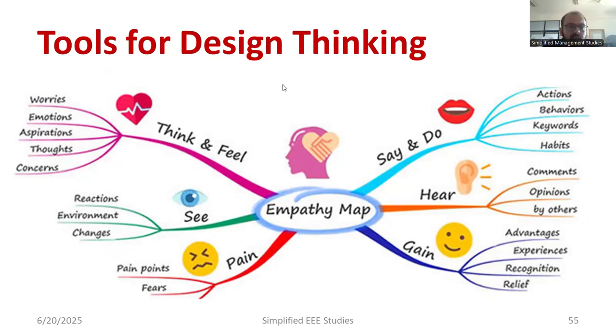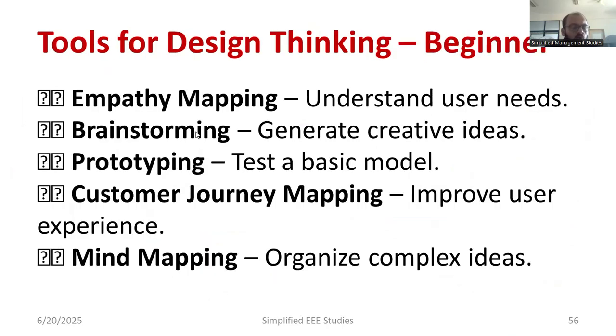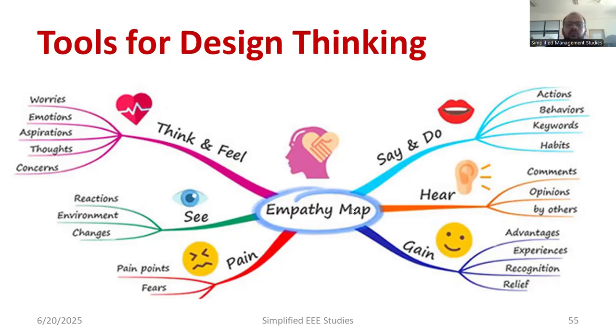So you can see the design thinking tool in the picture in a graphical, diagrammatic representation. Think and feel: worries, emotions, aspirations, thoughts. Observation, reactions, environment changes, then pain points. All these things can be identified through a design thinking tool. You can go for empathy mapping: say and do, actions, behavior, keywords. Here, listen, comments, opinions, and others. Gain, advantage, experience, recognition, etc. These are the empathy mapping elements, which I represent in a graphical manner.